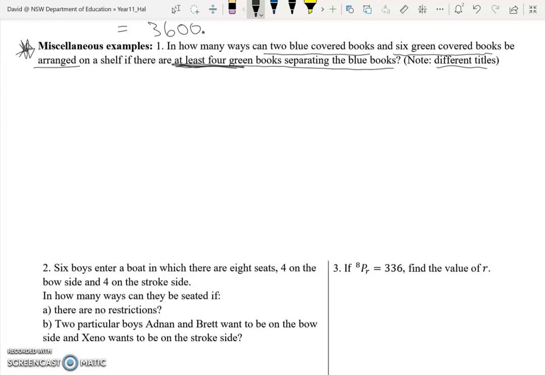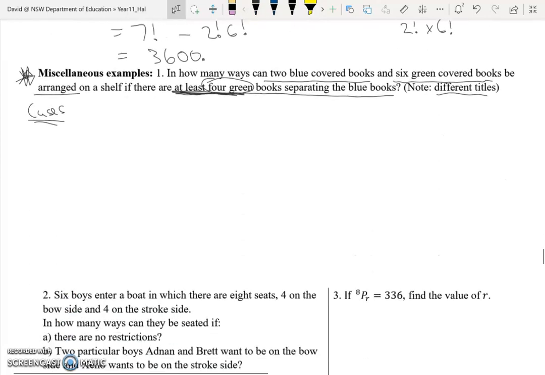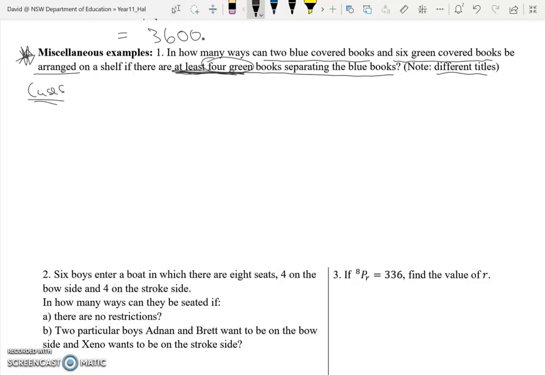Okay, so I think the only way I can see to do it is by using cases. Unlike the last one where we looked at the complementary situation, I think it's better to just go for it in terms of normal cases, because we're almost there with 4 green in between. If it's at least 4 green, there's 6 green altogether. So we've got to look at 4 green in between, 5 green in between, and 6 green in between. So 3 cases.